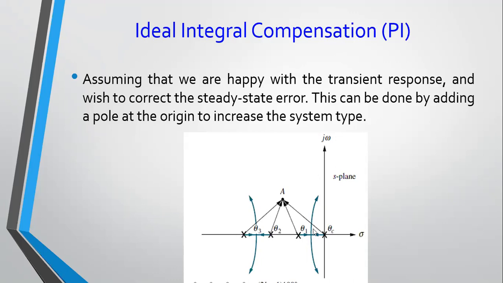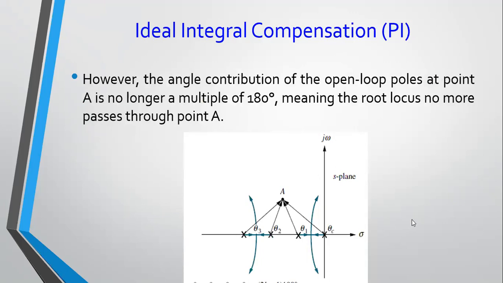But in doing so, your root locus has been totally disturbed and you're no longer able to be at this point. So if you wanted to maintain your transient response but still have a zero steady state error or improve steady state error, it means one pole at the origin is not enough. This is what we're saying here.